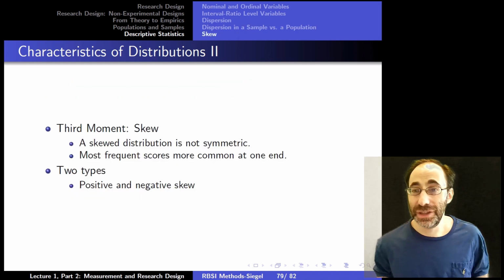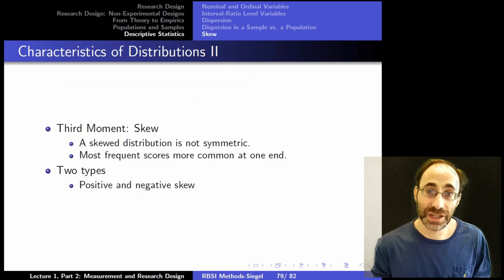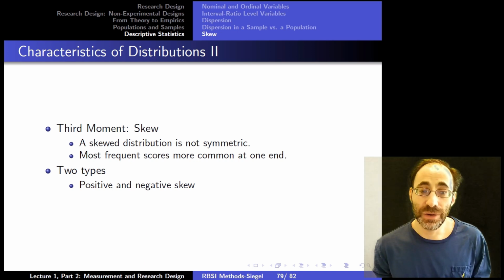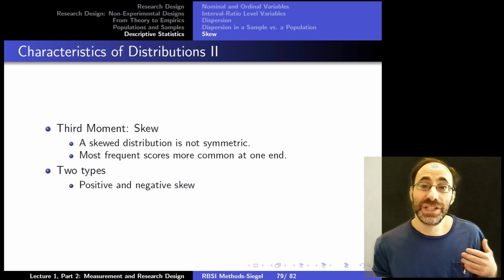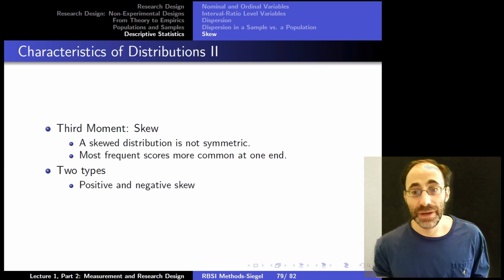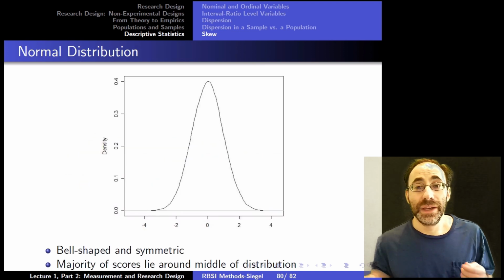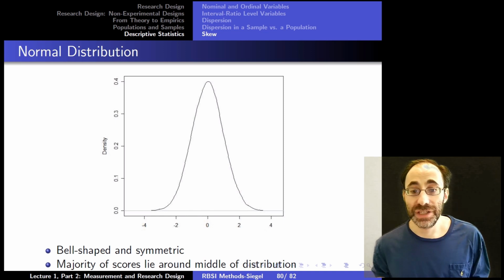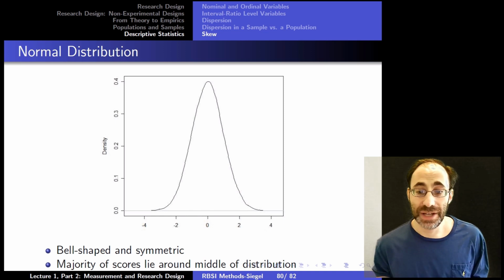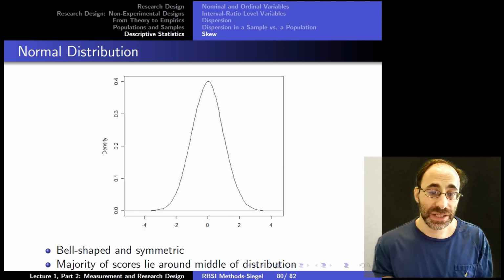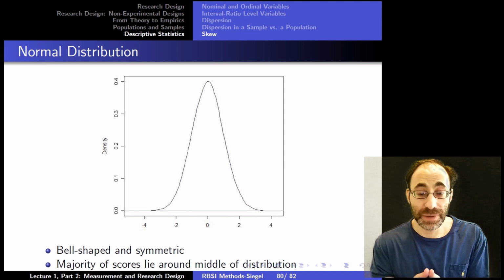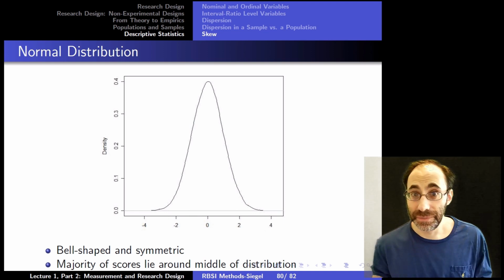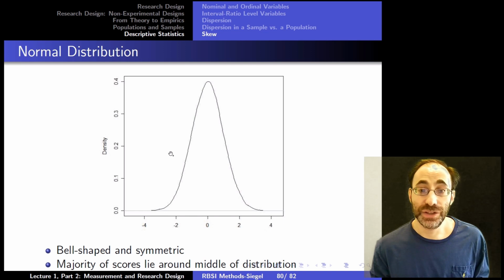We can conclude by talking about the third moment, which is more rarely seen in statistics but can matter as well, called the skew. A skew distribution is not symmetric. More frequent scores end up on one end instead of the other, and there are two types of skew, positive and negative skew. Here's the normal distribution. The normal distribution is symmetric around this mean. This one here has a mean of 0. So we see that the normal distribution is bell-shaped. That's why it's sometimes called a bell curve, and it's symmetric around this mean, and the majority of its values lie close to the mean.